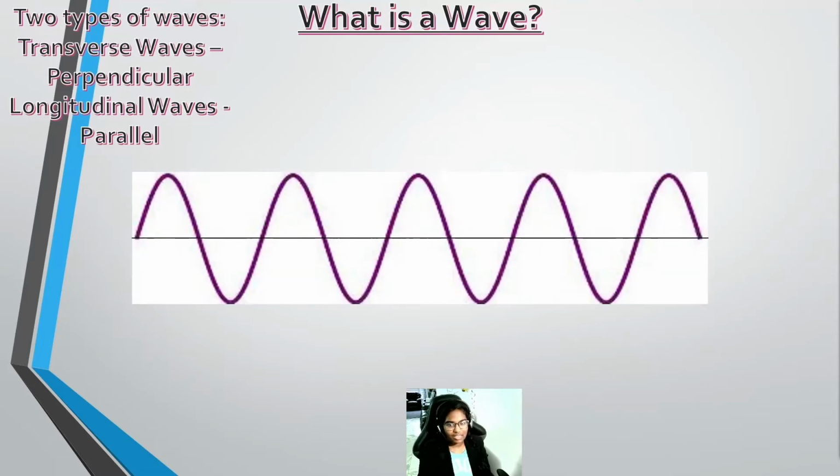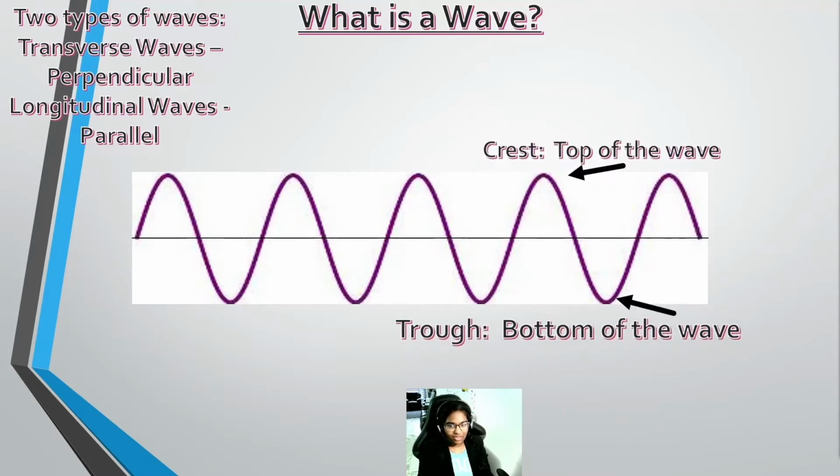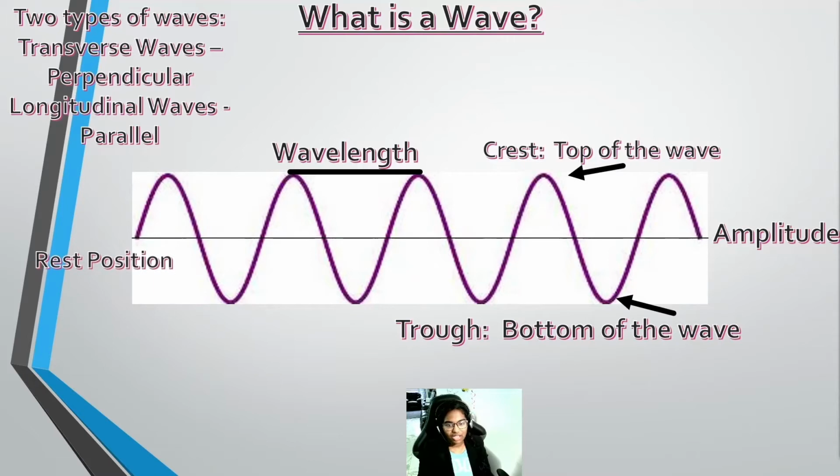Now let's look at this wave. The top part of the wave you see here is called the crest, and the bottom part of the wave is known as the trough. The amplitude is half the distance between the crest and the trough. Now, the wavelength is the distance between one wave to another. Next, we have the rest position, which is where the wave starts.